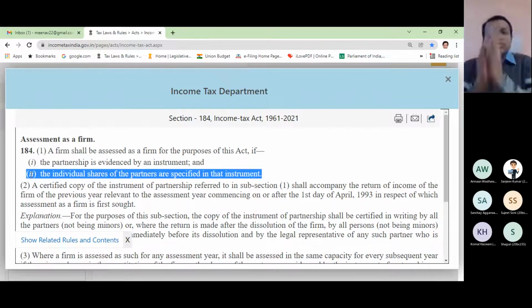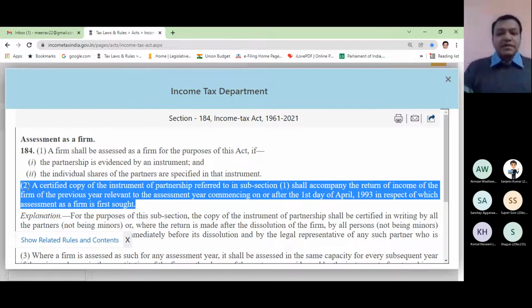When you compute the total income of a firm as per the provisions of Income Tax Act, there must be a partnership deed, and in that deed the share of partners is mentioned. This is subsection 1. Subsection 2 says that this partnership deed must accompany the return when you furnish the return of income. This is the second theory condition.